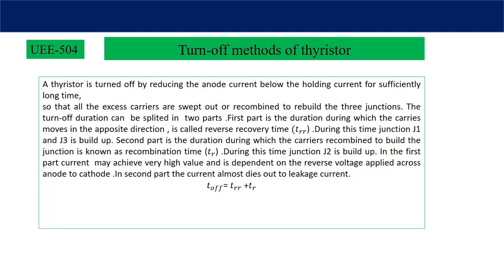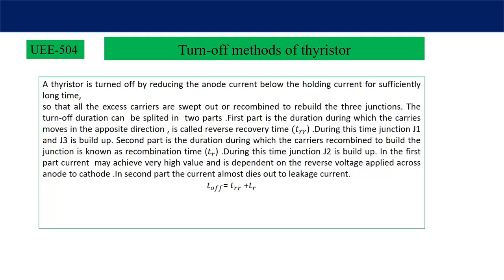Second, in case of AC supply, we know that in the positive half cycle, a positive magnitude voltage is available, and in the negative half cycle, a negative magnitude voltage is available. So automatically, the voltage across anode and cathode changes.